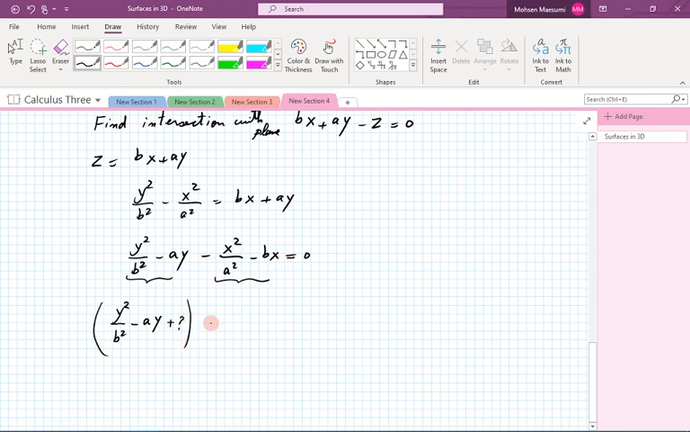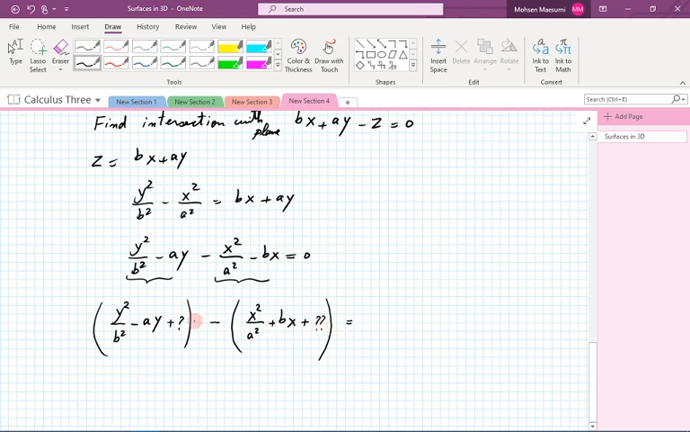These three, to make it a little bit easier to look at, let me factor a minus out of it. So I'll have x squared over a squared. We are factoring that minus, so it becomes bx. Same question here. What should I add here for these three to become a complete square? And of course, on the other side, let's put a double question mark.